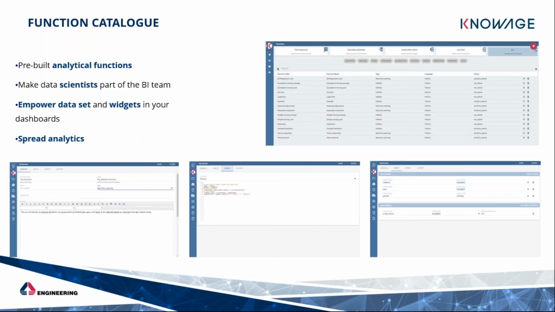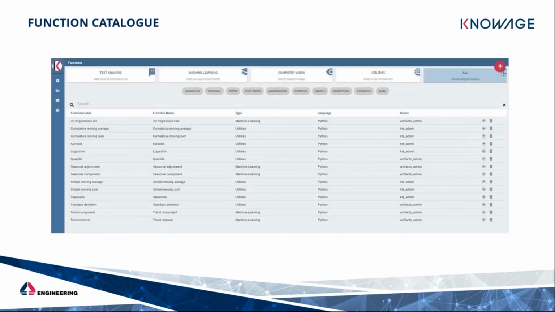Then you can empower your own data, both the dataset and the widgets in your dashboard. With this catalog, you can do really advanced analysis. And this is the interface of the function catalog. As you can see, it is possible to see the whole list of functional attributes in the function catalog.